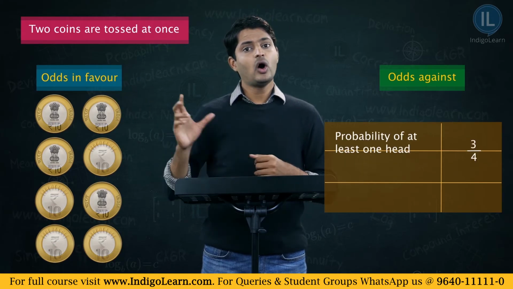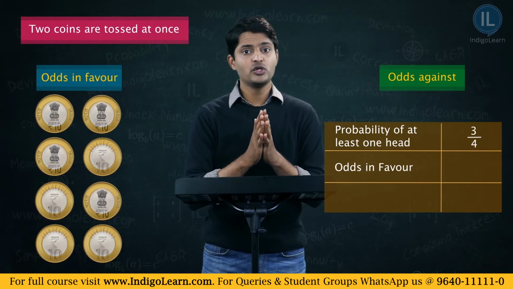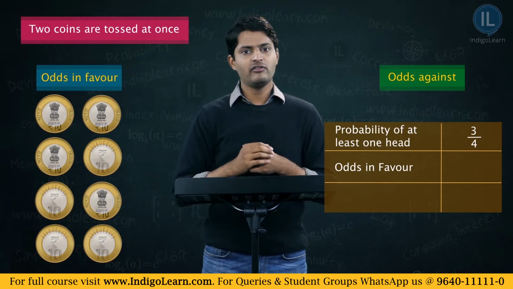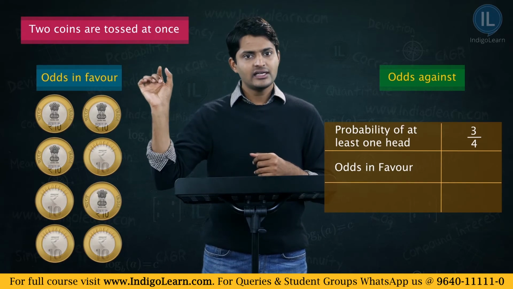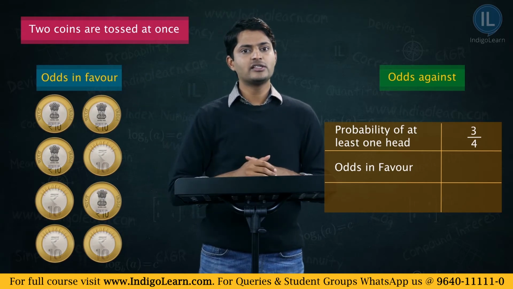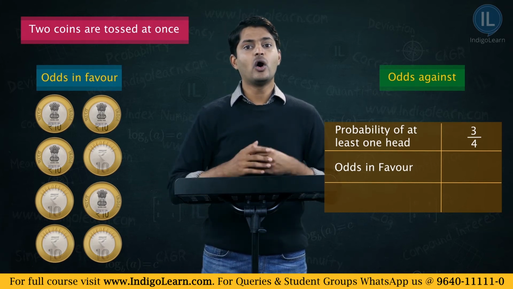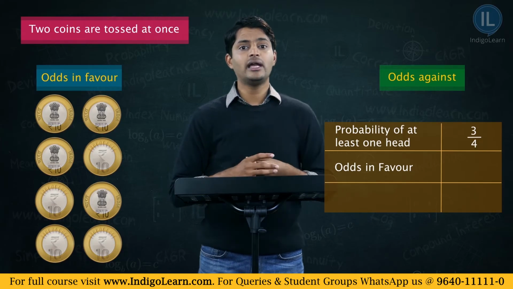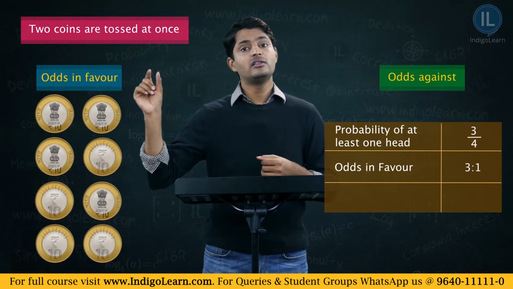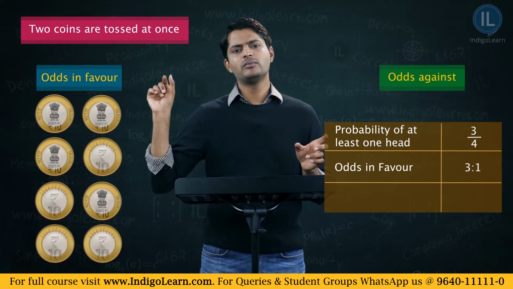So if I ask you odds in favor, what does odds in favor indicate? Odds in favor has 2 parts to it, let's say A is to B. In odds in favor, the numerator represents those scenarios which are in your favor. The second part, or the denominator, represents those events which are not in your favor. So when I ask you what is the odds in favor of showing at least 1 head, it is not 3 by 4, but it is 3 is to 1, or 3 by 1, because 3 events are in your favor, 1 is against you, correct? So you can derive the answer from the probability itself.